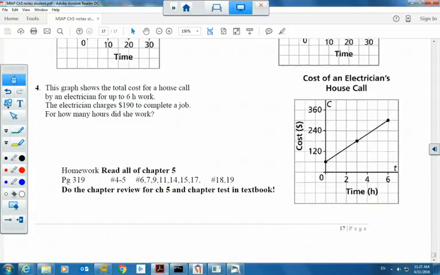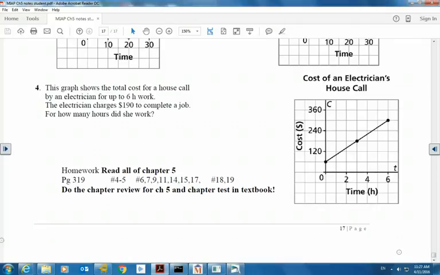All right. And now this last question we're going to look at talks about the cost of an electrician's house call. So let's first look at the graph and see if we can understand what it means. So what can you tell me is the vertical intercept of this graph?